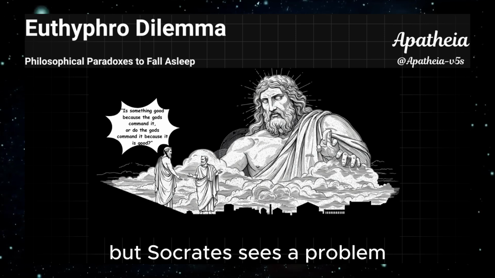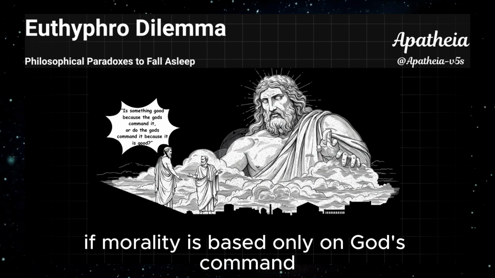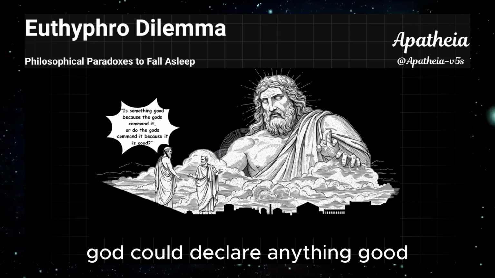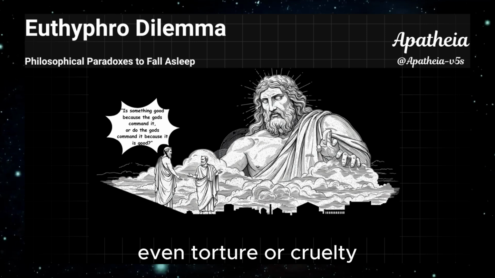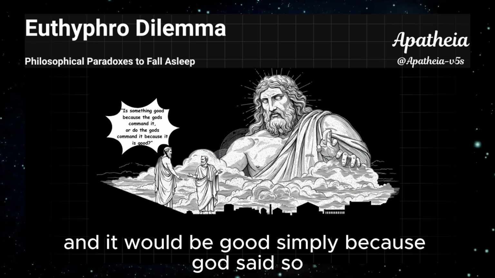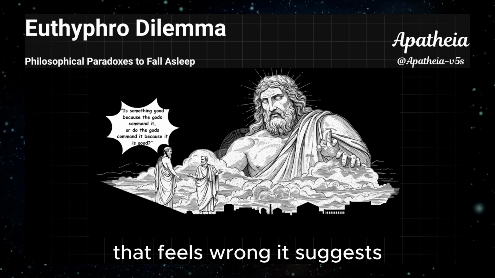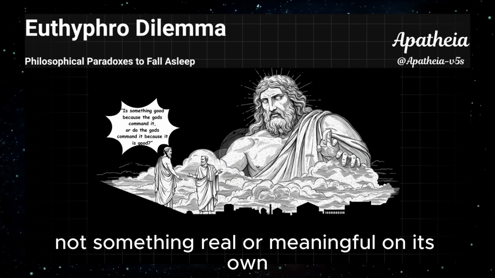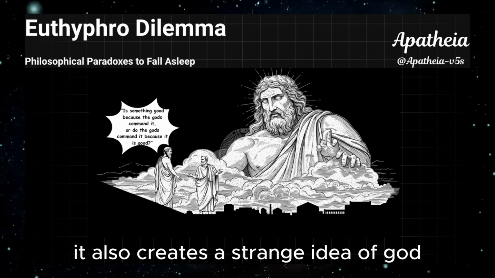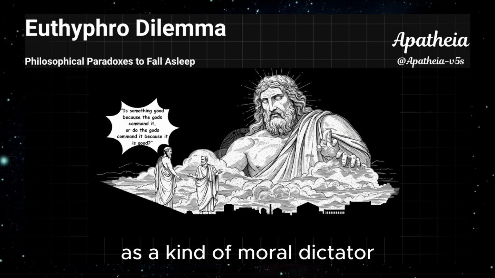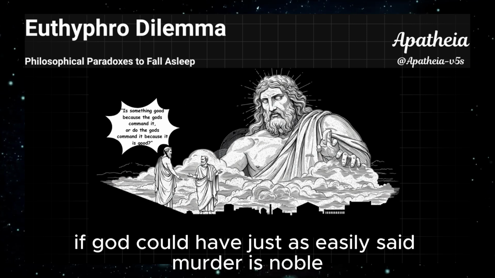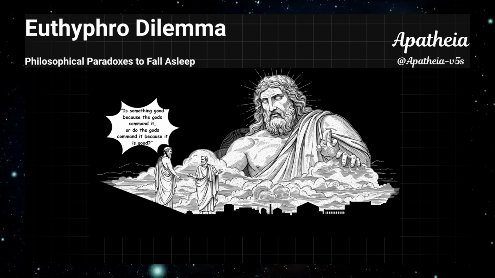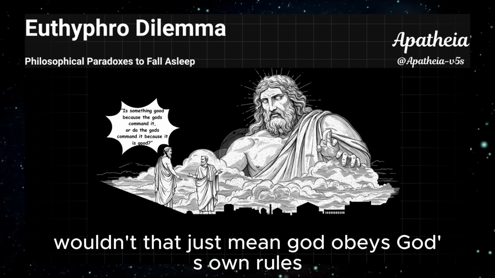But Socrates sees a problem. If morality is based only on God's command, then right and wrong seem arbitrary. God could declare anything good, even torture or cruelty, and it would be good, simply because God said so. That feels wrong. It suggests that goodness is just a matter of divine opinion, not something real or meaningful on its own. It also creates a strange idea of God as a kind of moral dictator. If God could have just as easily said, murder is noble, what does it mean to call God good? Wouldn't that just mean God obeys God's own rules?